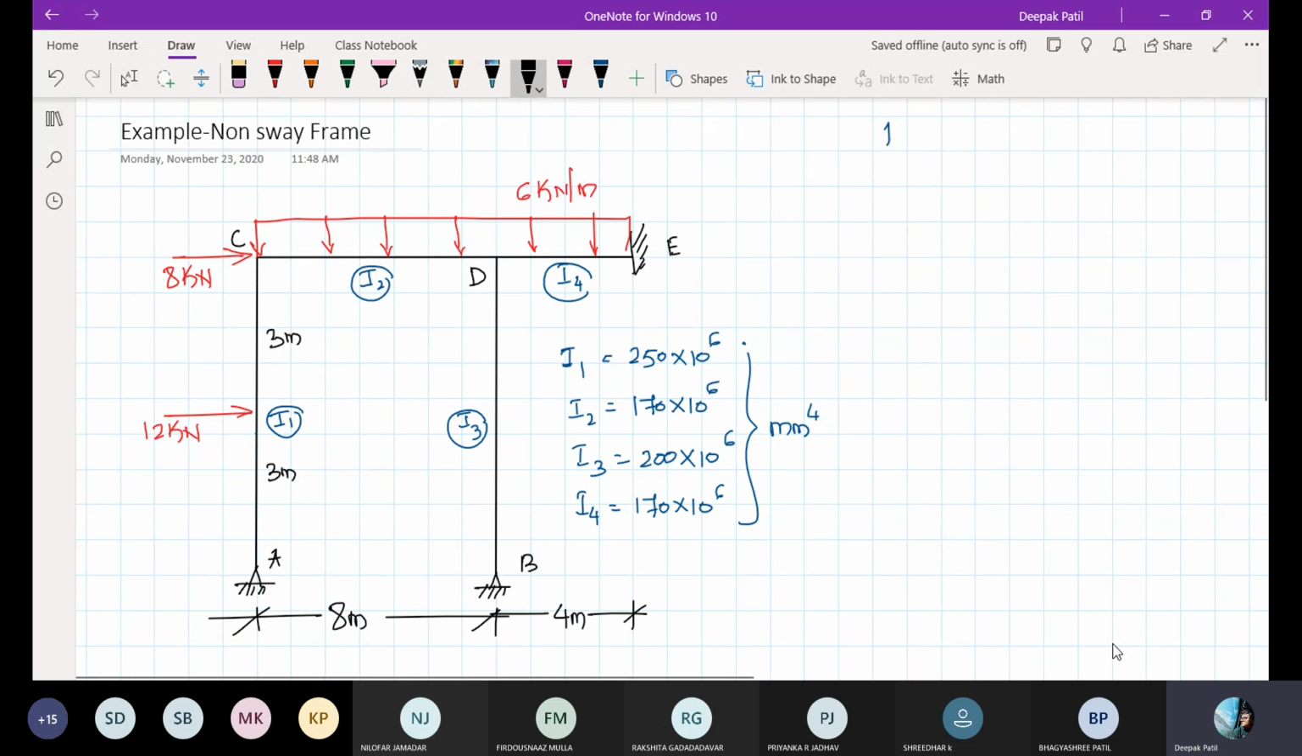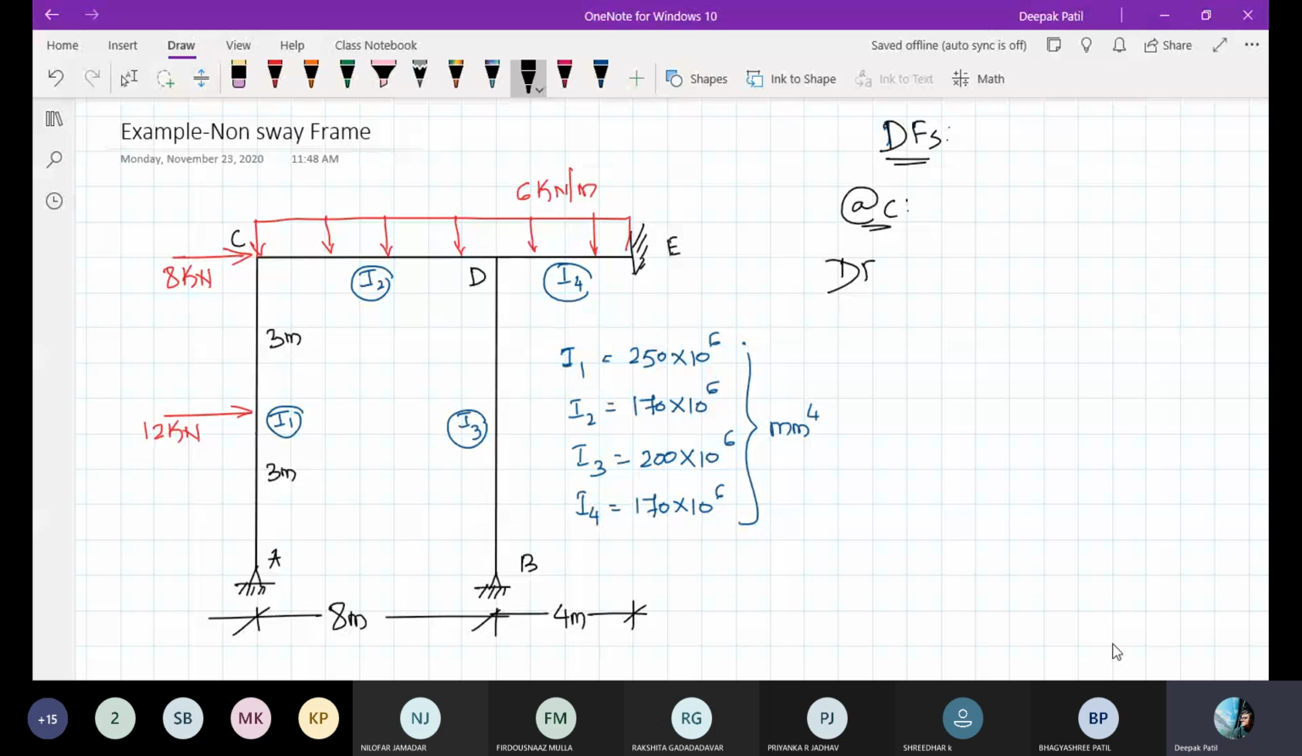First, let me calculate. At which points will you calculate distribution factors? C and D, sir. Yeah, C and D. A, B, and E are the end supports, so no need to calculate. So let me calculate at C.